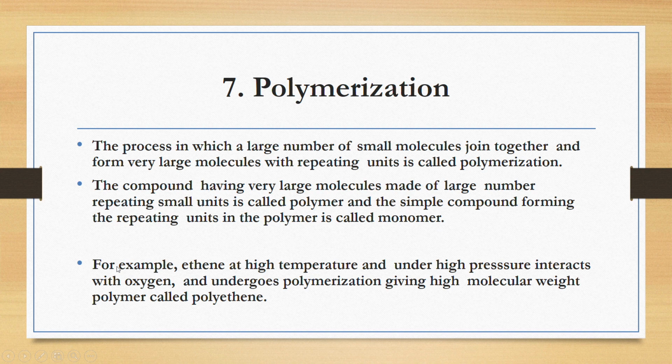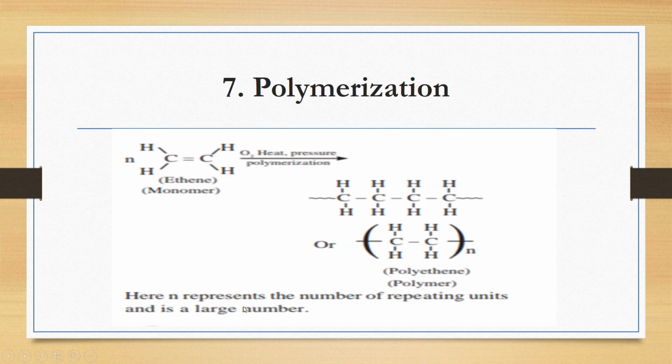For example, ethene at high temperature and under high pressure interacts with oxygen and undergoes polymerization, giving a high molecular weight polymer called polythene. So here is the reaction of how polythene is formed. N number of ethene molecules are taking part in the reaction. So this is our monomer, a single unit, which undergoes polymerization in presence of oxygen on heating under pressure. This polymerization reaction is taking place. We have taken many molecules of ethene.